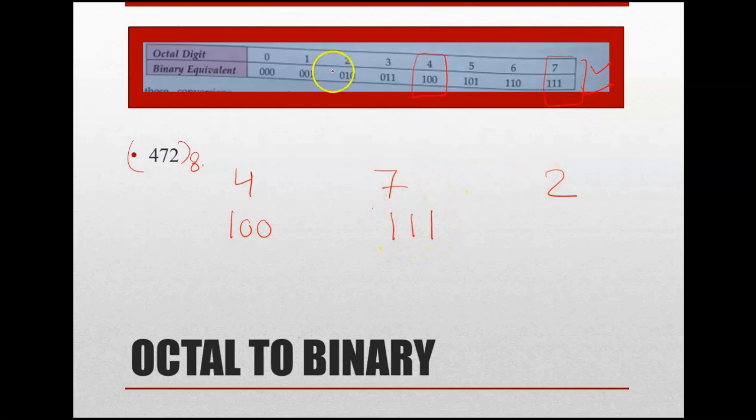Okay, and then 2 2 0 1 0. Now just join them together. So this will give you the answer 1 0 0. Okay, then 1 1 1 0 1 0. So this is 1 2 3 4 5 6 7 8 9 digits, and this is in binary form. So can you see how easy it is to convert an octal number to binary?